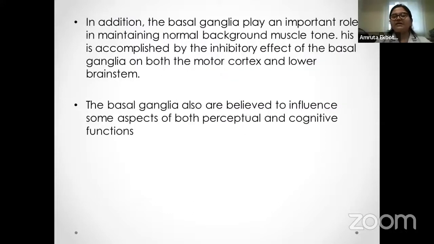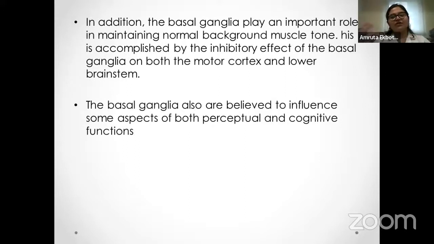In addition, the basal ganglia also plays an important role in maintaining normal background muscle tone. This is accomplished by the inhibitory effect of the basal ganglia on both the motor cortex as well as the lower brainstem. So in a normal individual, the muscle tone is going to be normal, right? But in a person who has increased muscle tone, it will be very difficult for that person to carry out a smooth coordinated movement, right? Because since the muscle tone is altered, the basal ganglia cannot efficiently regulate the muscle tone, right?